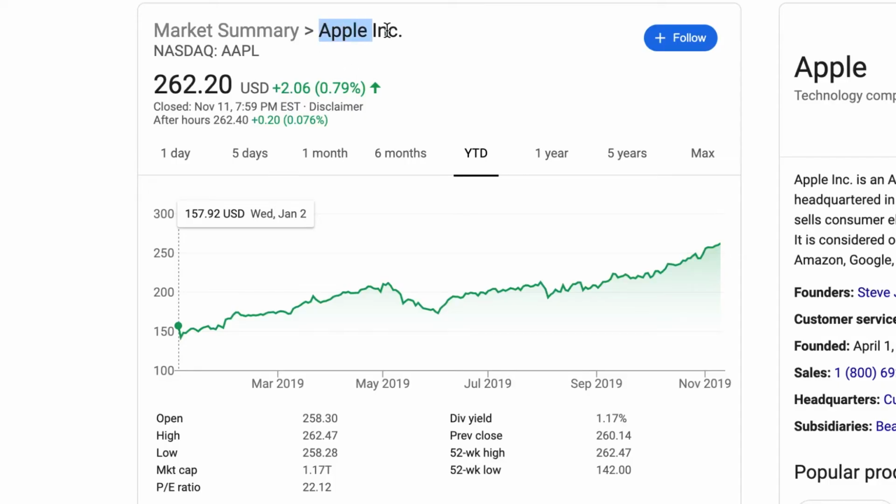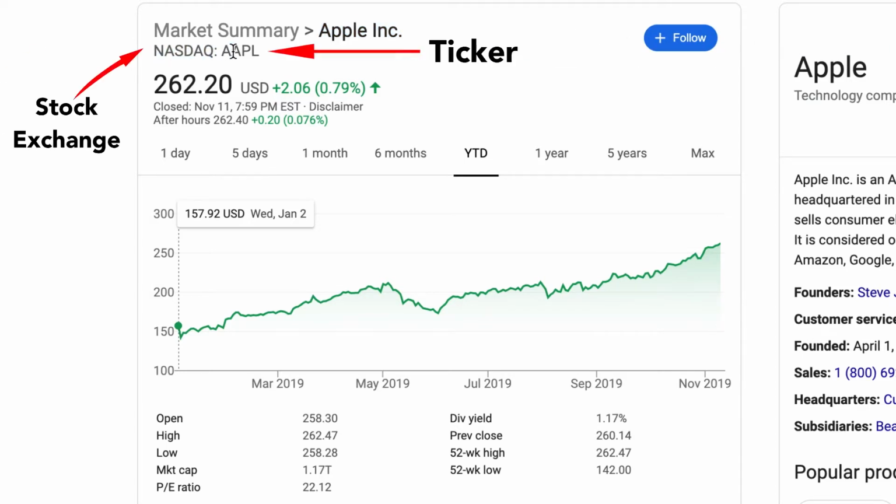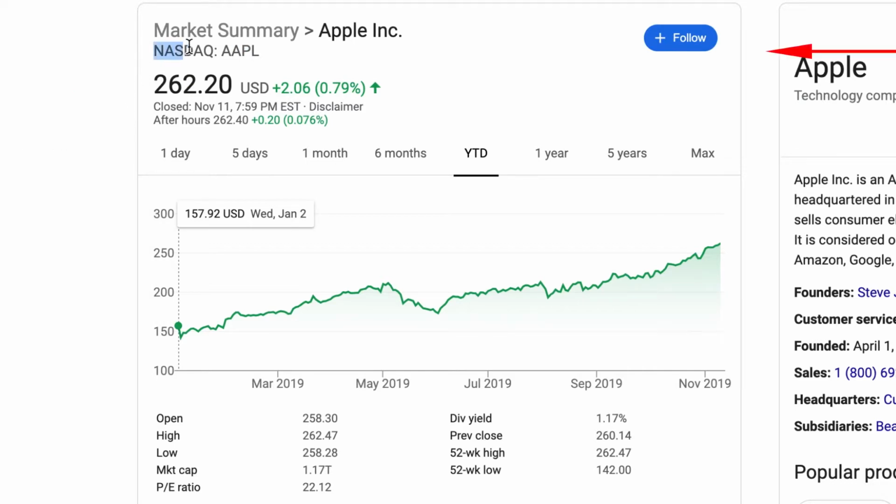At the top, we have the name of the company, the stock exchange that it's traded on, and its ticker symbol. A stock exchange is a marketplace where you buy and sell securities like stocks, mutual funds, bonds, commodities, and so on. In this case, it is the NASDAQ. The ticker symbol, or just stock symbol, is a quick way to describe a company to make transactions faster. With millions of transactions happening every day, it's easier to use a 1 to 4 letter word that represents a company than to use its full name.